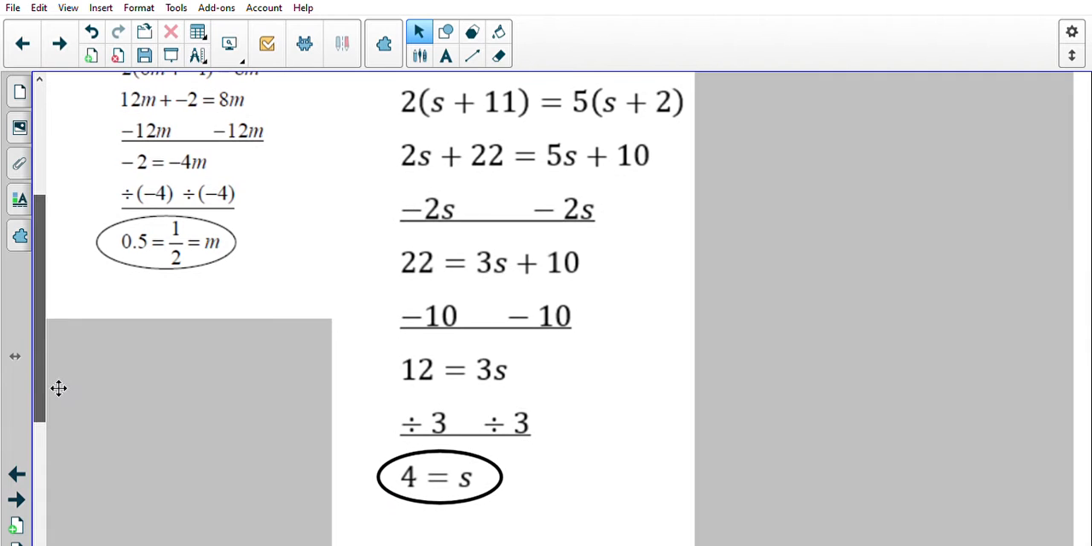You're going to notice that most of these examples, your answer is going to be a whole number or an integer. We're going to try to keep things pretty easy with this first set of problems that we're taking a look at. But again, s equals 4.